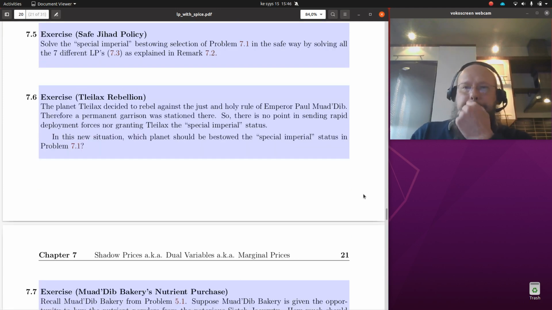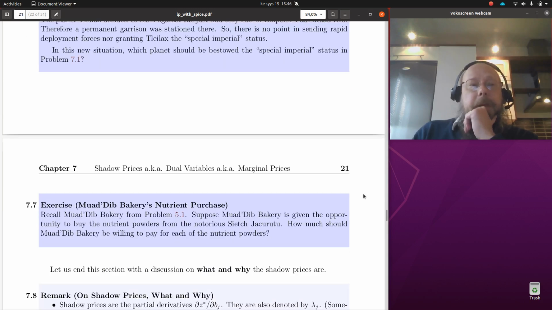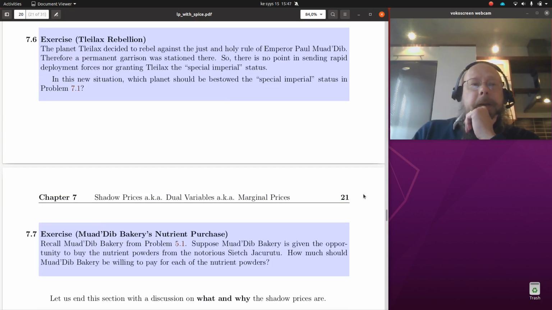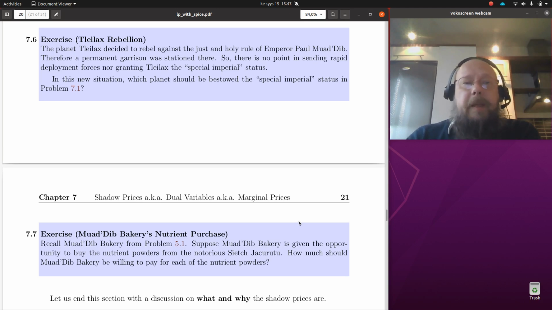All right, more exercises. So exercise 7.7, and now let's go back to more peaceful exercise. So let's have this Muad'Dib bakery nutrient purchase problem. So we have this Muad'Dib bakery problem 5.1, same as 4.1.